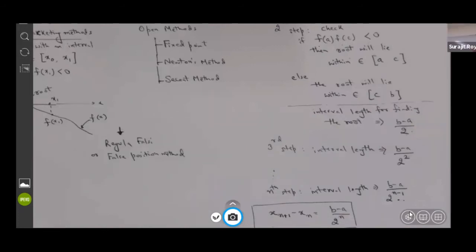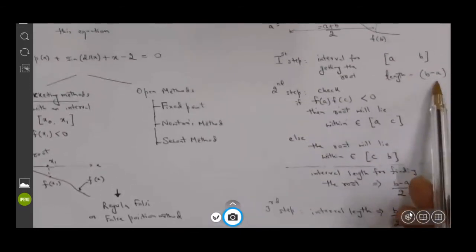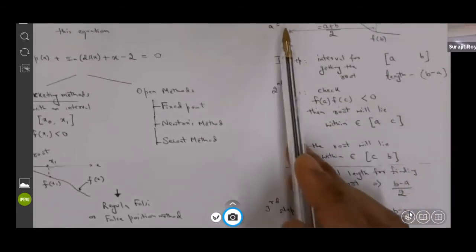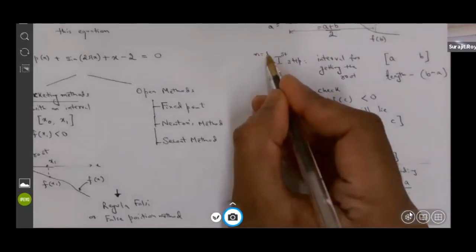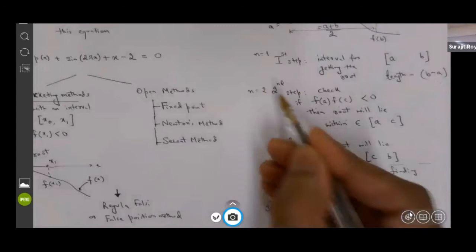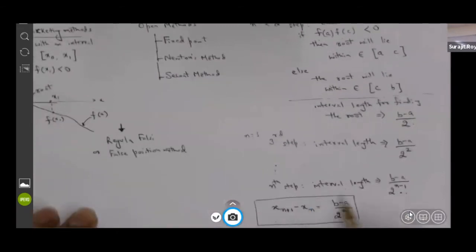Go ahead. So my question was this: when you say the n step, would that be the n interval, right? Yeah. Okay, so for the first interval, it will be (B minus A) divided by 2. No. That is when you're starting. For the first step, n is equal to 1. Then n equals 2 is the second step, n equals 3, and so on. And now when you have the nth step, you actually reach this.